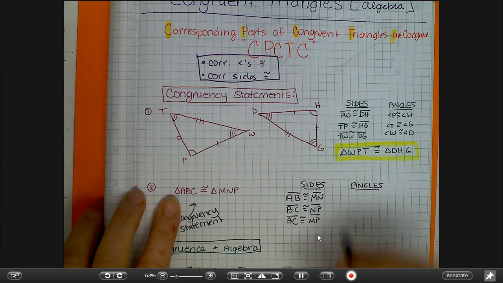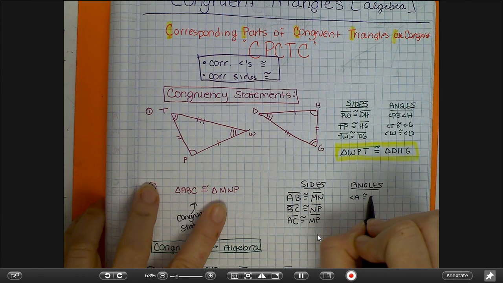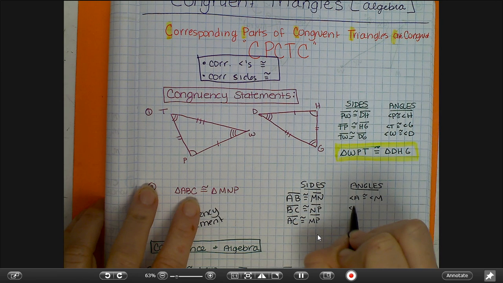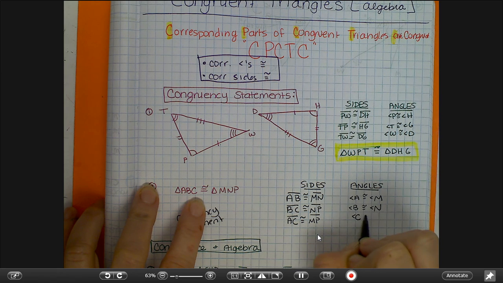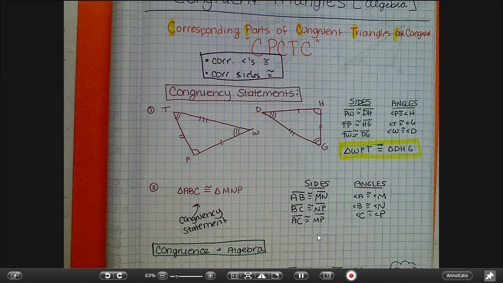Now angles. Angle A is congruent to angle M. Angle B is congruent to angle N. And angle C is congruent to angle P. Any questions about that? If so, please let me know.